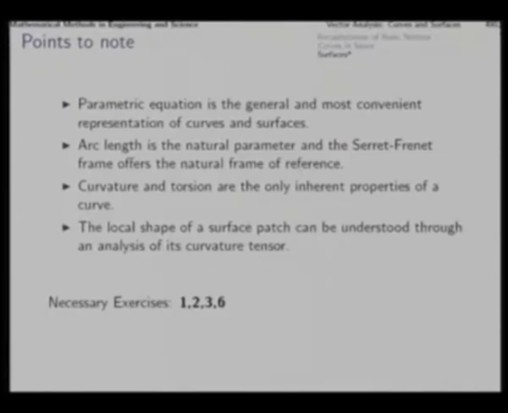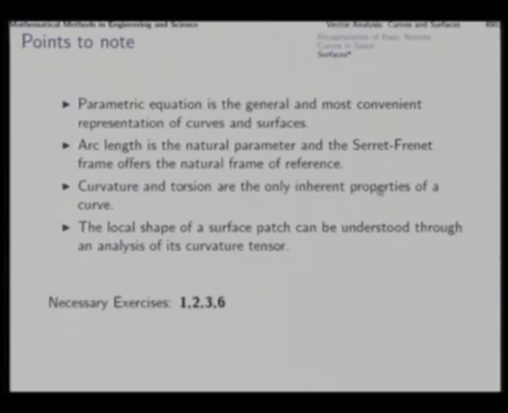So, let us summarize the important points in this lesson. First point is that parametric equation is the general and most convenient representation of curves and surfaces in 3 dimensions. And second, for parametric curves, arc length turns out to be the most natural parameter and the Serret-Frenet frame gives the most natural description of the curve, which is intrinsic to the curve, which does not depend on any external reference. Third important point is that the curvature and torsion are the only inherent properties of a curve.